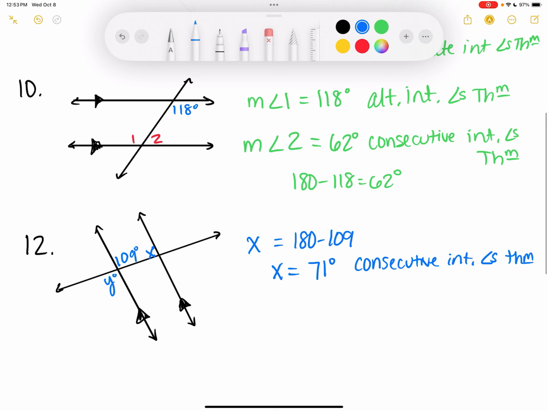And then with the alternate exterior, for them to be exterior, they both would have to be exterior. They either both have to be interior, or they both have to be exterior to your parallel lines. Why would 109 be a vertical angle? Yep, vertical angles theorem.